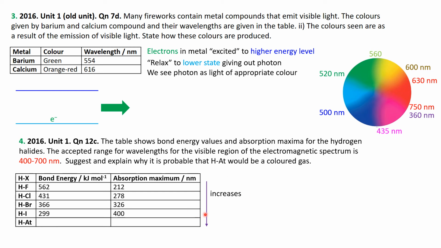So what we would expect then for the absorption maxima of HAt, the bond energy would be less than 299, so the absorption maximum would be greater than 400 nanometers. Now, greater than 400 nanometers takes it somewhere into this violet, dark blue, blue part of the spectrum.